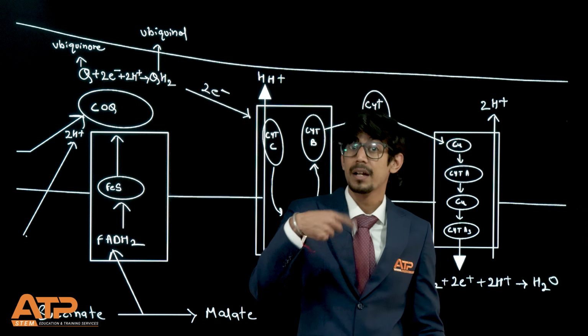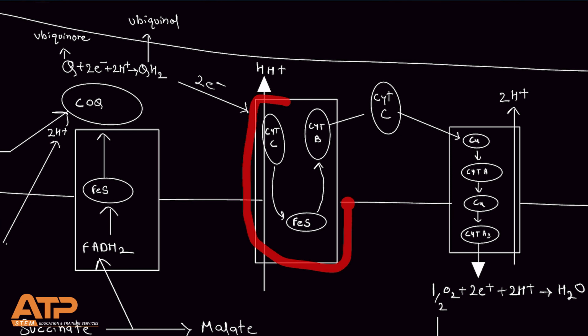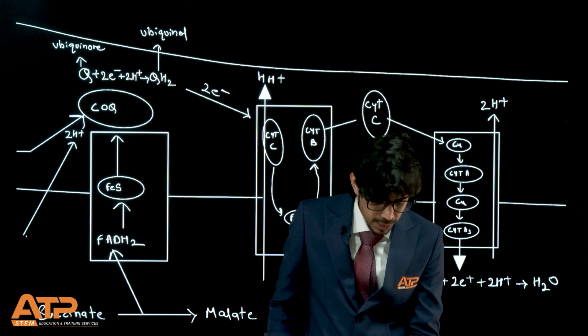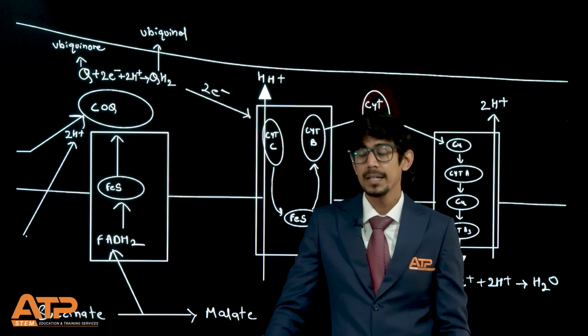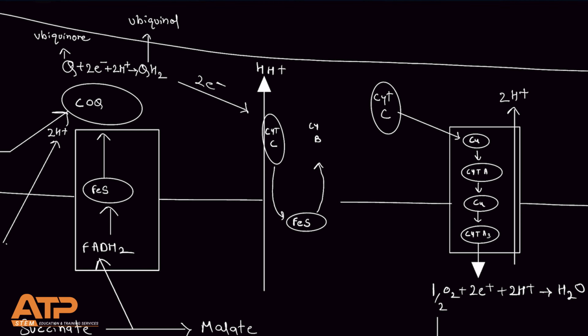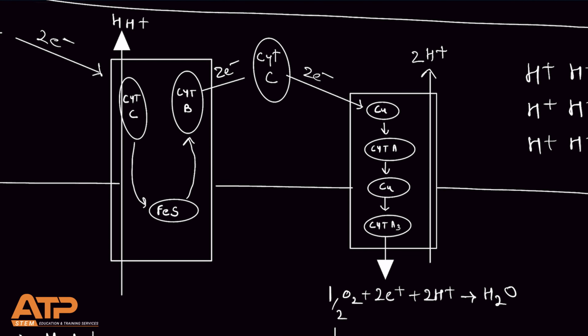Cytochrome C reductase. Why is it called cytochrome C reductase? Because when complex 3 gives the two electrons to cytochrome C, which is present here, the cytochrome C gets reduced. Therefore the name cytochrome C reductase, because it reduces cytochrome C. Now this cytochrome C, which has received the two electrons, will give these two electrons to the other electron carriers present in complex 4.